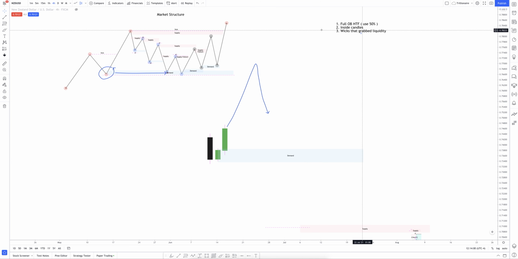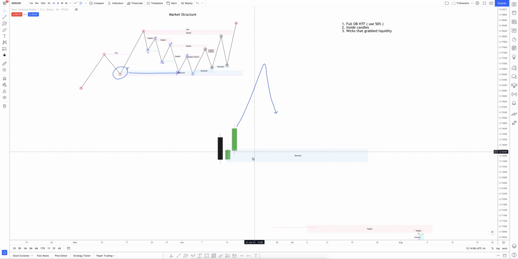Okay, now before we get into the wicks that grab liquidity, the pros and the cons of inside bars. The pros are basically you have a tighter refinement, lower risk. Well, it'll be the same risk, but increased reward because your stop loss will be smaller than if you were to use this entire zone right here. The cons are price may not pull down to this area right here.